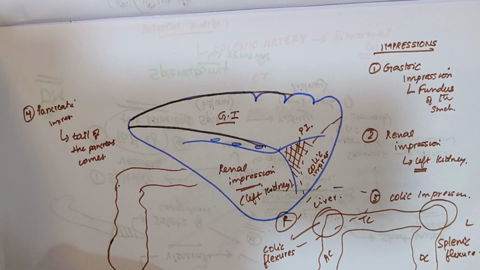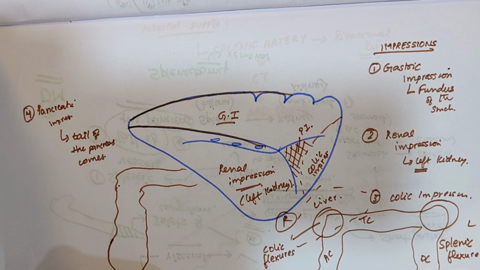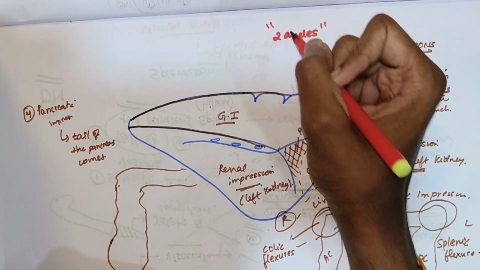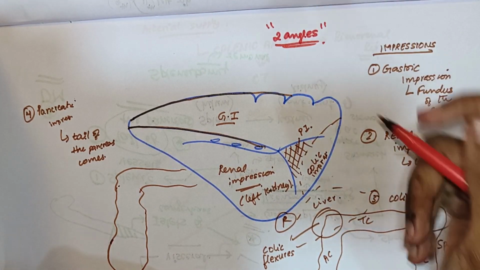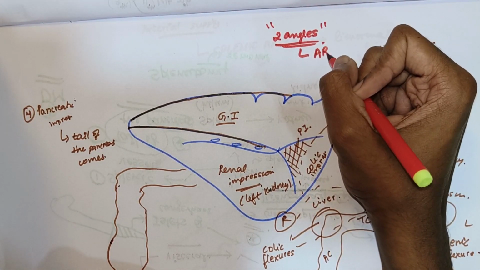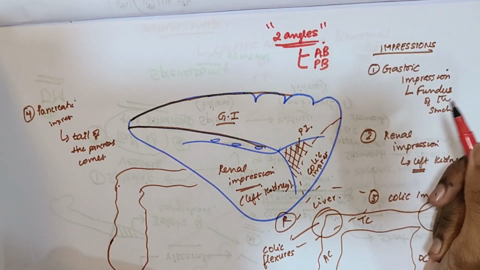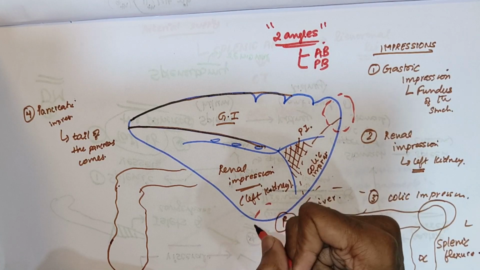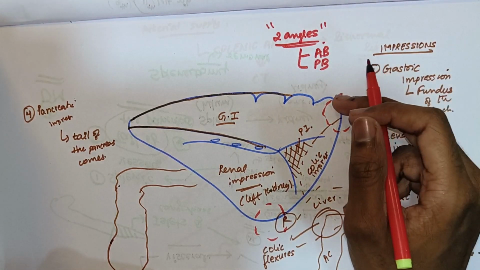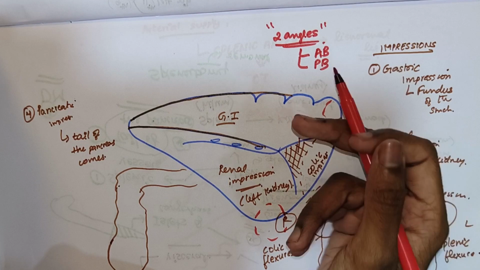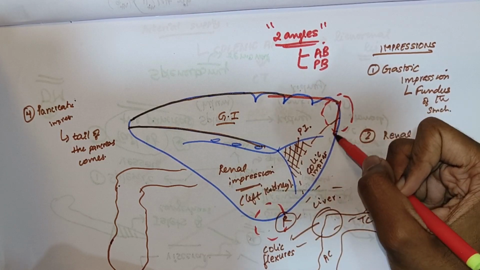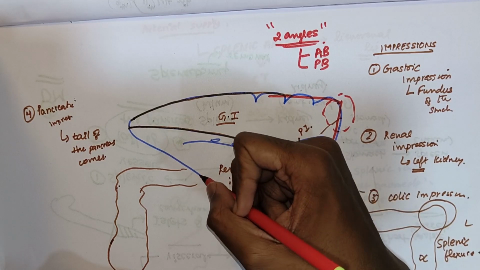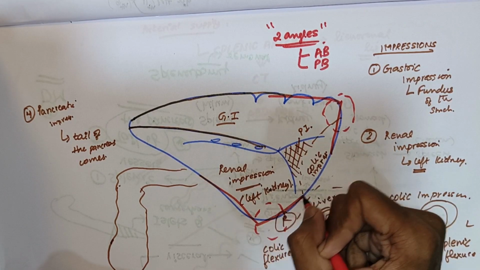One more thing that I would like to discuss with you guys is that there are two more angles related to the spleen. These are the anterobasal angle and the posterobasal angle. This is the anterobasal angle. This is the posterobasal angle. The anterobasal angle lies at the junction of the superior border and the anterior end, whereas the posterobasal angle lies at the junction between the inferior border and the anterior end.